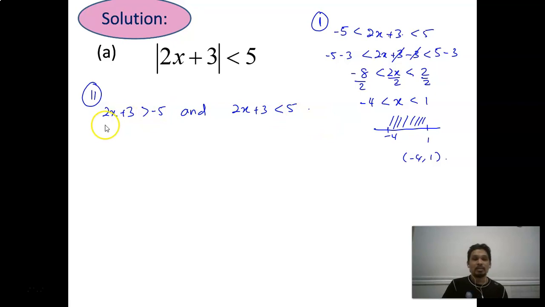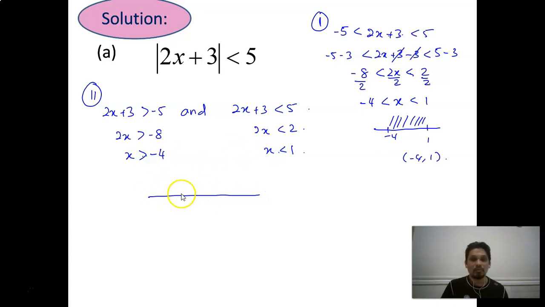Okay, so let's try. 3 brought to the other side becomes negative, so negative 5 minus 3, negative 8, and x greater than negative 8 divided by 2, negative 4. This one here, 3 brought to the other side becomes negative, so 5 minus 3 equal to 2, then x less than 1. With this, we call it the solution on the left side and the solution on the other side. We bring them together, negative 4 and 1. x greater than negative 4, and x less than 1.